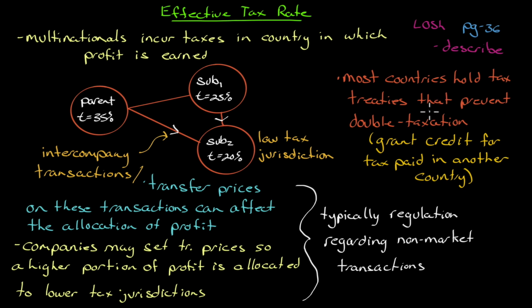Most countries will hold tax treaties that prevent double taxation. If there wasn't one, a parent would never consider opening a subsidiary in a country that did not have a tax treaty, because you would have double taxation at that point. So they grant credit for tax paid in another country. So under that kind of system, you'll always pay your highest tax rate. If your parent has the highest tax rate, you'll always pay that tax rate.